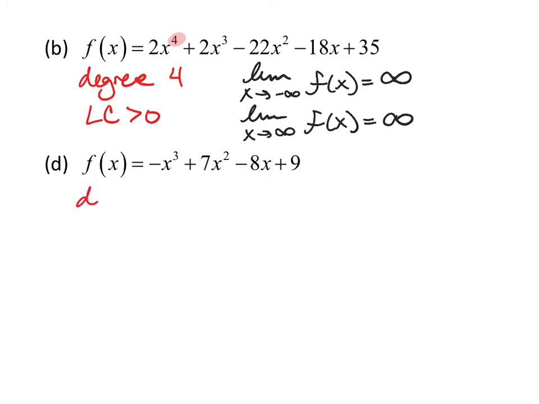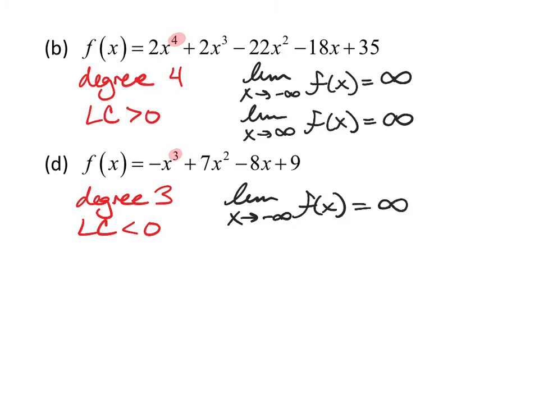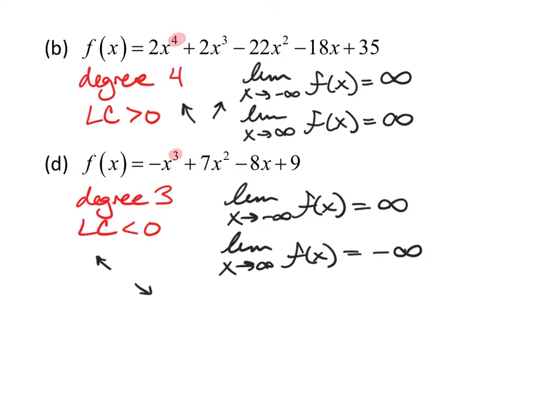The last one here, D, is a degree 3 polynomial. That's its highest exponent. And since the leading coefficient is negative 1, that means its leading coefficient is less than 0. So odd and negative. Odd and negative means that when we go to the left of this function, our graph should be going up to infinity. As we go to the right of this function, our graph should be going down to negative infinity. Hopefully those arrows are helpful.